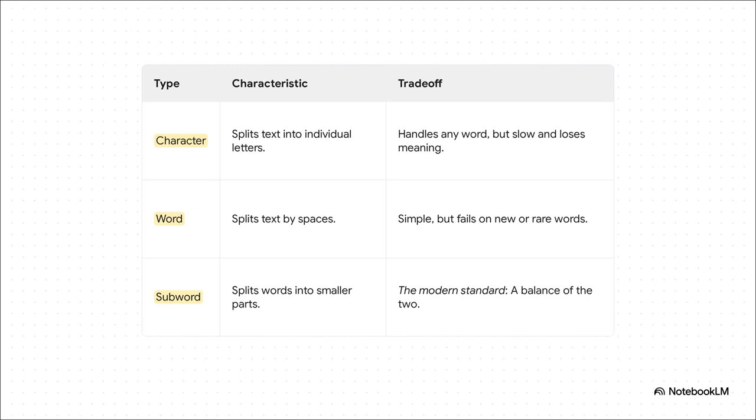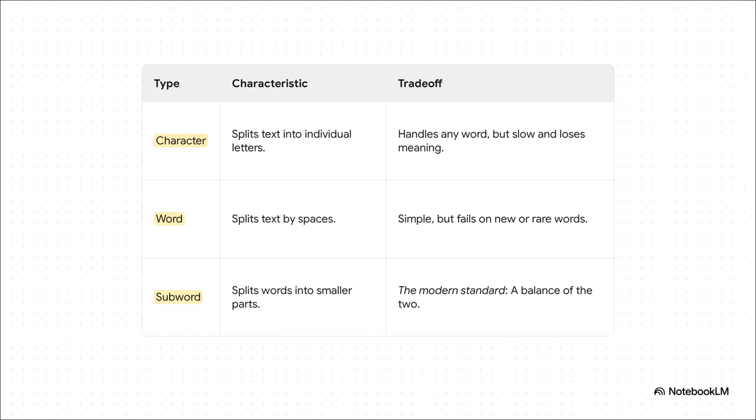First, you've got character level. This means splitting every single letter. Super flexible, yeah, but it's also really slow and can totally lose the meaning of a word. Then there's word level. You just split by spaces. Simple, right? But the second it sees a new word it's never encountered, it breaks. And that's exactly why subword tokenization is the standard today. It's kind of the Goldilocks solution.